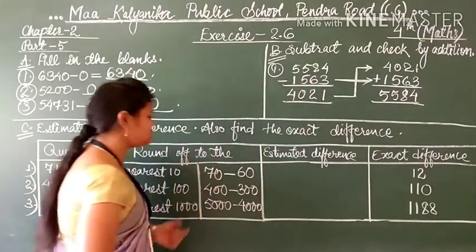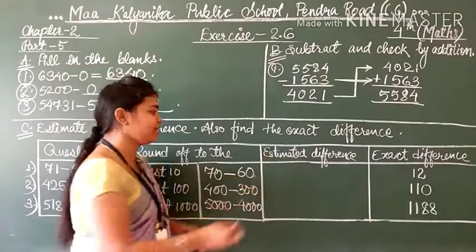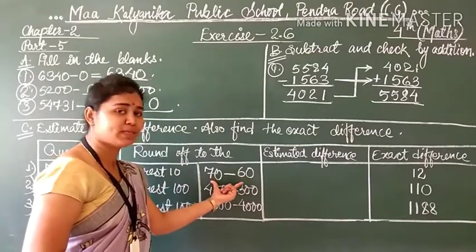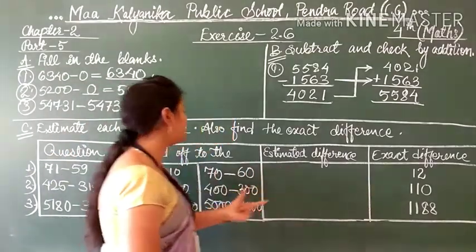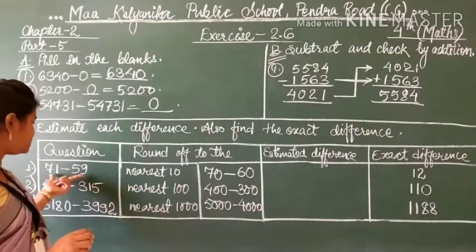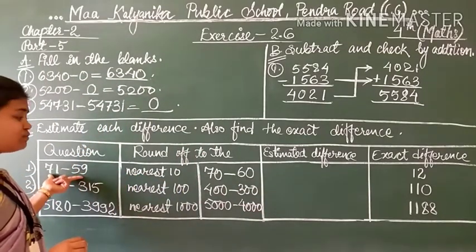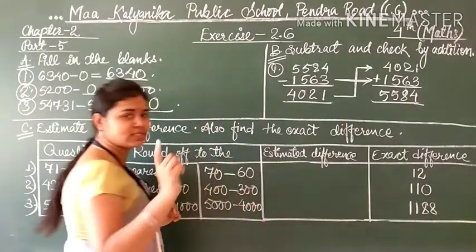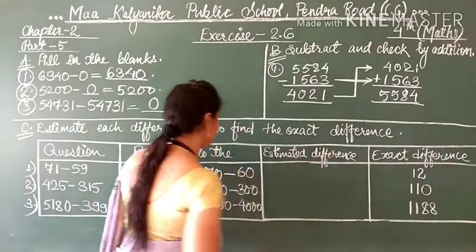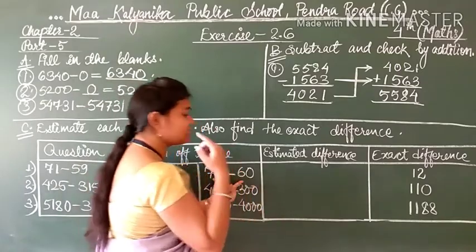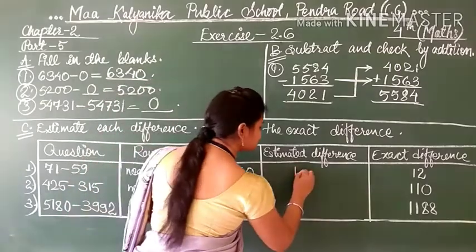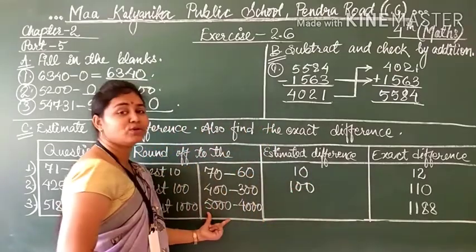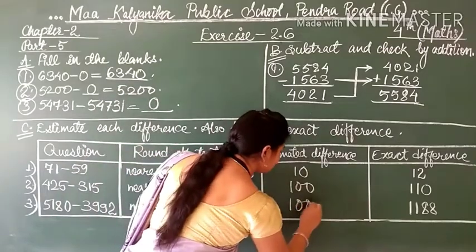So students, now see here 70 minus 60. Estimated difference means you take the rounded numbers which you have got here and subtract them. Sorry, it is the estimated difference, not sum. So simply you have to subtract. This is the estimated difference. 70 minus 60 is 10. 400 minus 300 is 100. 5000 minus 4000 is 1000.